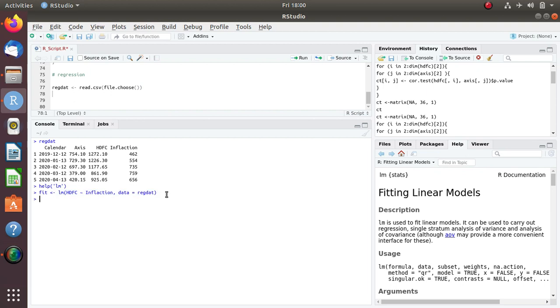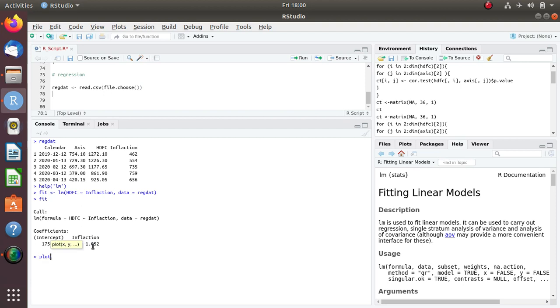Now R is silent, which means it does something. Let me see what is there in this object fit. Oh, that is fantastic. We got the intercept. This is the intercept, which is alpha. This is the beta, which is the slope. Oh my god, the slope is negative. Shall we plot the data and see scatter smooth?